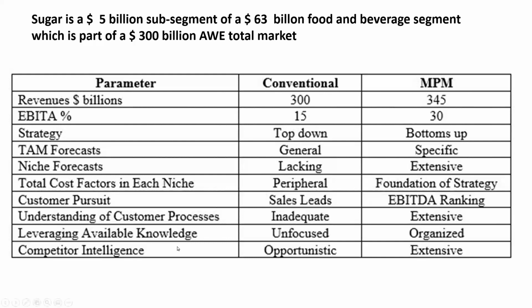You have to consider that the total cost of ownership factor in each niche should be the foundation of your business strategy. You should be pursuing customers based on their EBITDA ranking, and you know in advance what the sales potential is. And understanding of the customer processes needs to be extensive. Leveraging of available knowledge needs to be organized. We call it the industrial internet of wisdom. Competitor intelligence has to be extensive in order to establish that you have a superior product.